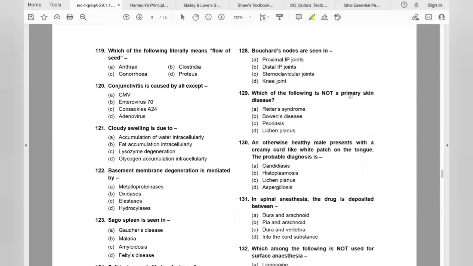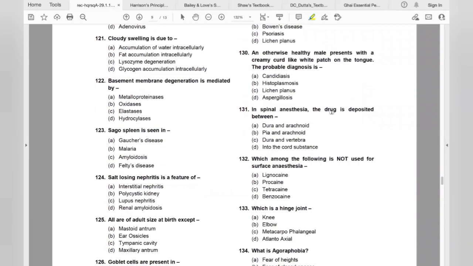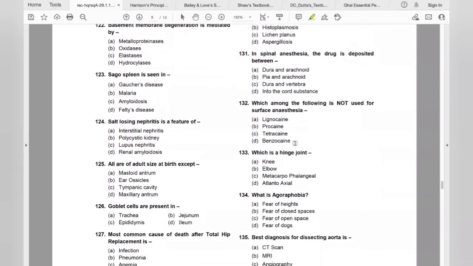Which of the following is not a primary skin disease? So, Reiter's syndrome. An otherwise healthy male presents with a creamy curd-like white patch on the tongue. A probable diagnosis is candidiasis. In spinal anesthesia, the drug is deposited in pia and arachnoid matter. Which among the following is not used for surface anesthesia? The answer is tetracaine.